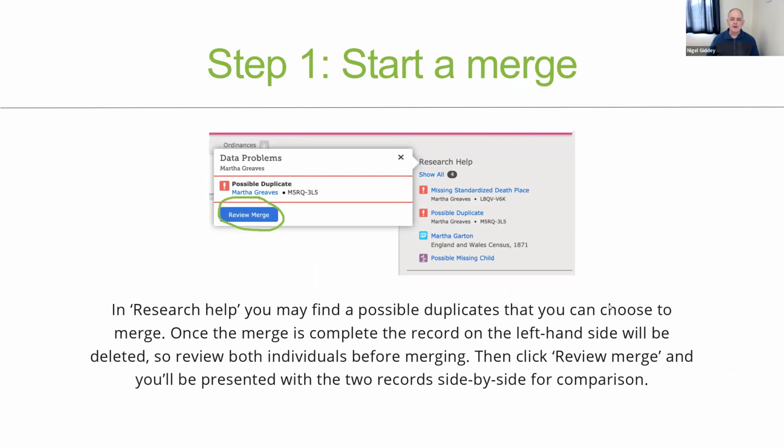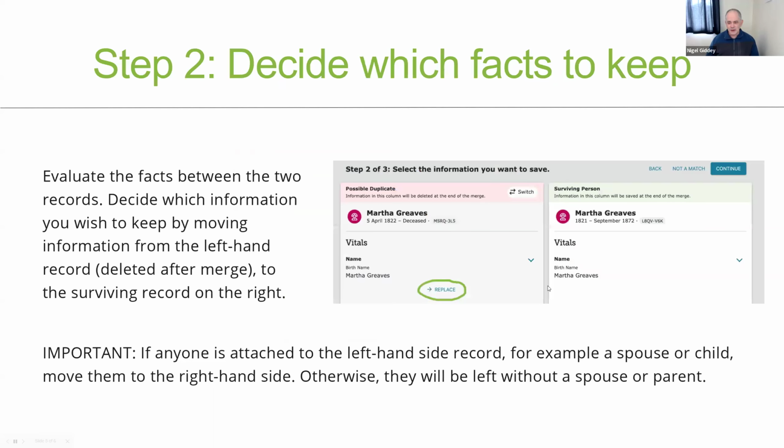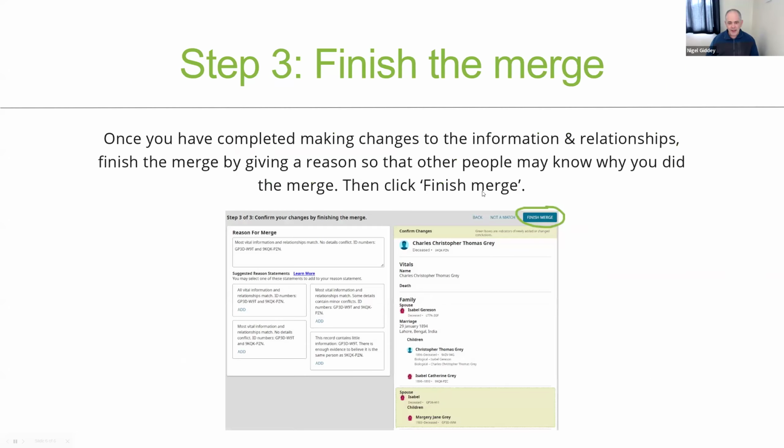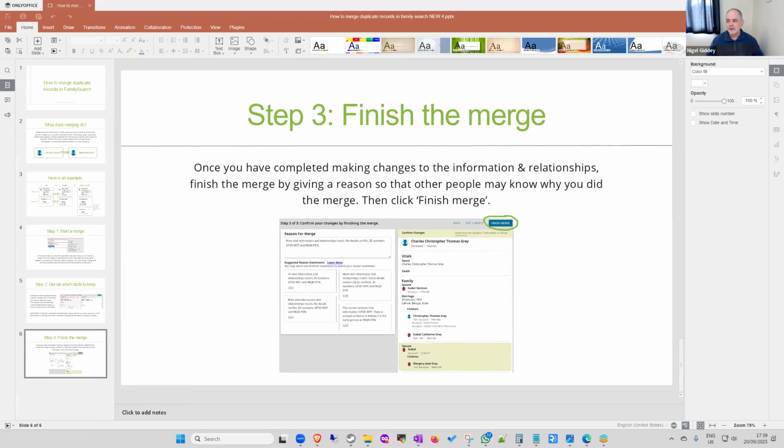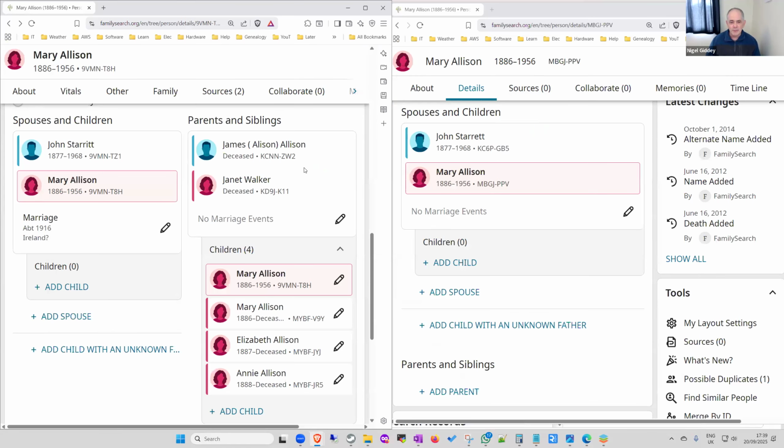The layout has changed. I've shown you how FamilySearch now presents to you a suggestion that you need to do a merge. So this is the start of the process. I will demonstrate that to you. It allows you to compare. We will go through that. And you move your information from the left to the right, your relationships from the left to the right. And then you'll be asked to give a reason why you want to do this merge. And then afterwards you will click finish merge, and then it will be complete. So let's go and do this for real. I want to do a merge over here.